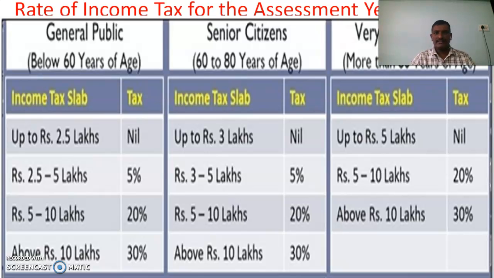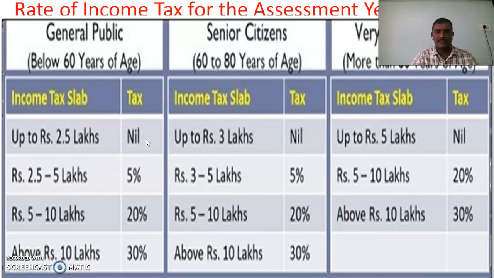The rate of income tax will be approved in Parliament in every year's budget session. For the assessment year 2020-21, the rates of income tax were fixed in this way. There are three categories for fixation of the rate of income tax. One group is called the general public or normal individuals.